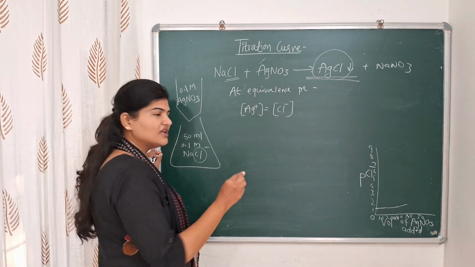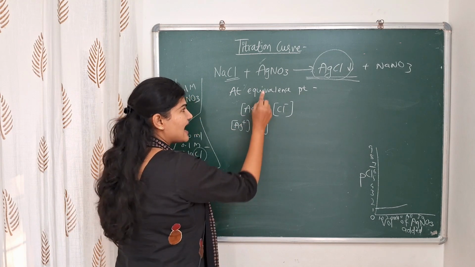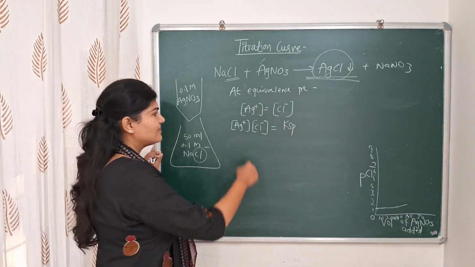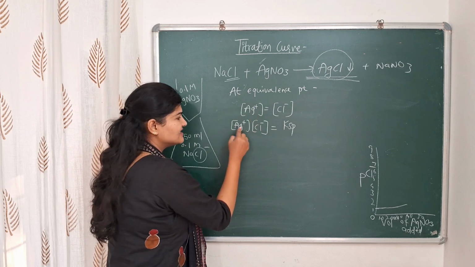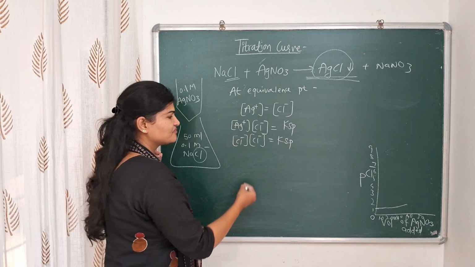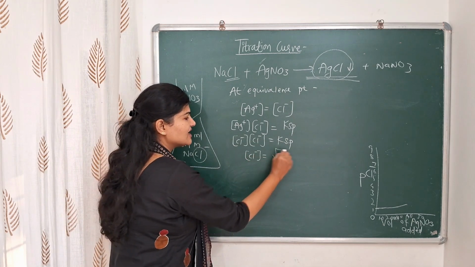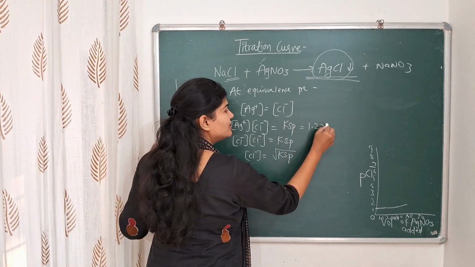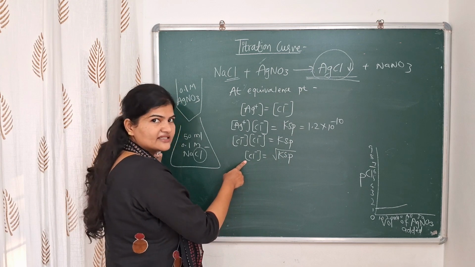Now we know the equation: the concentration of Ag+ into the concentration of Cl- at equivalence point will be our Ksp value, right? And as both of their concentrations are the same, at equivalence point I will write [Ag+] is also [Cl-], so [Cl-] into [Cl-] is equal to Ksp. So [Cl-] squared is Ksp. So Cl- concentration can be calculated as the square root of Ksp. And I know the Ksp value, it is 1.2 into 10 raised to minus 10. So if I take the square root of it, I will get the Cl- value.